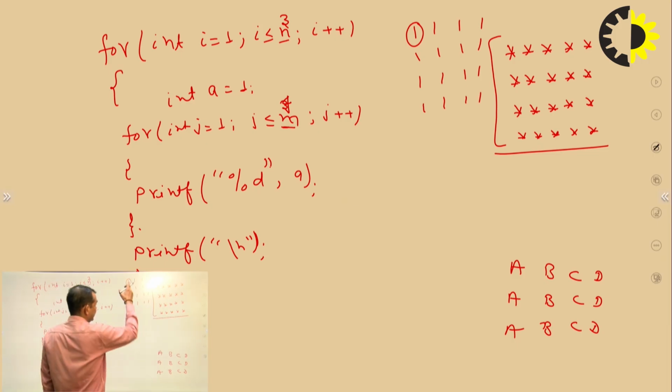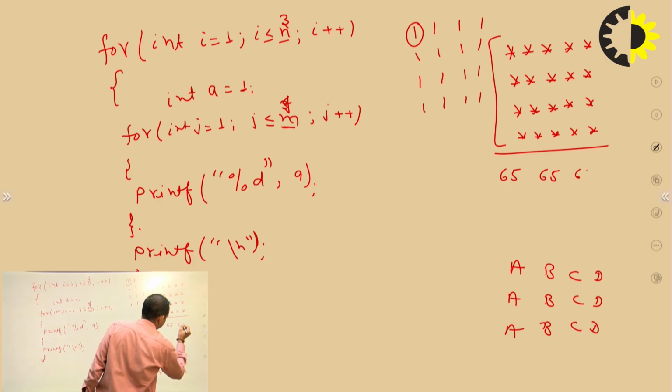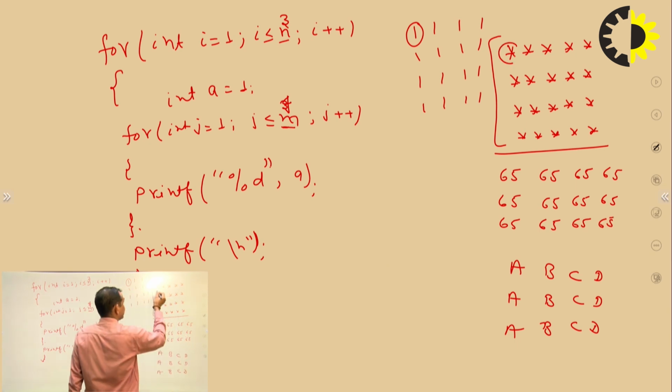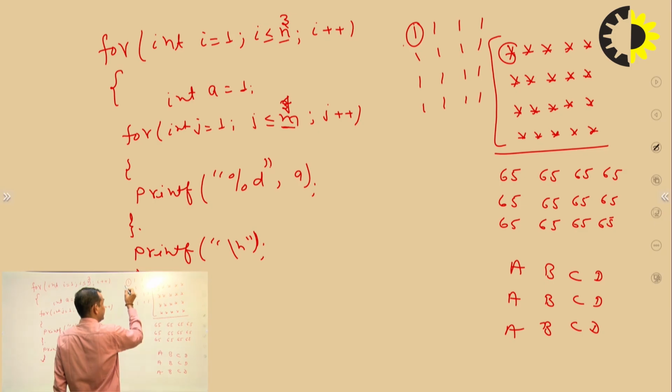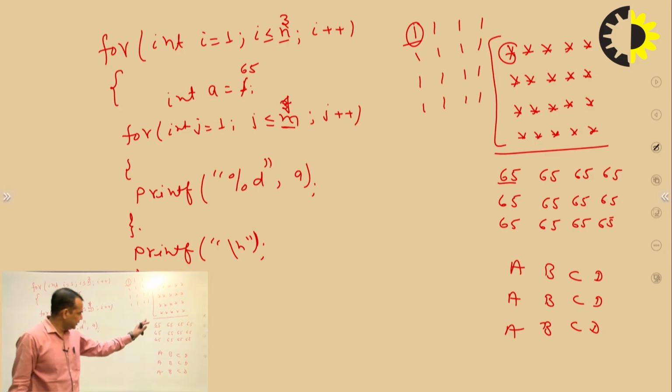Now instead of this, if I want 65, 65, 65, 65, 65, 65, 65, 65, and so on, as far as I want. So what do I do? Instead of star, we printed 1. Now instead of 1, we have to print the value 65. So what will we do? That is very easy. Instead of 1, we have to start from 65. So it will give this answer.